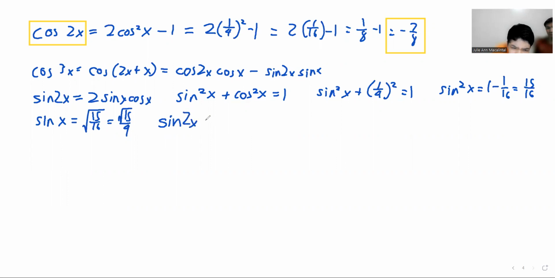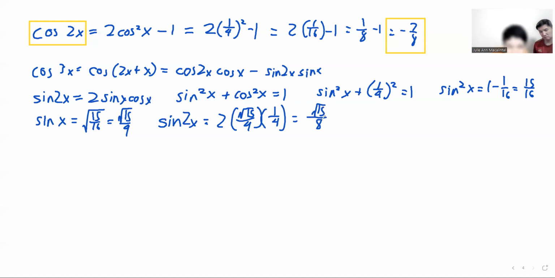So from here, we already found sine x, so we can substitute in the original addition formula, and then now we just find sine 2x. Sine 2x is 2 times sine x, which we already know is square root of 15 over 4, and then times cosine x, which is 1/4. So 2 times 1/16 gives the denominator over 8, and the square root of 15 is preserved. Square root of 15 over 8.